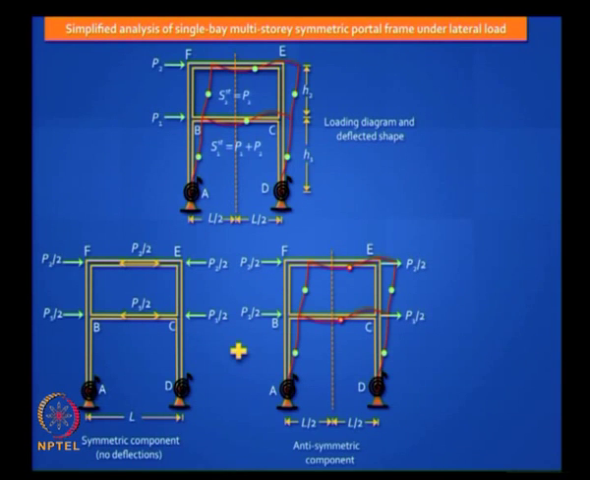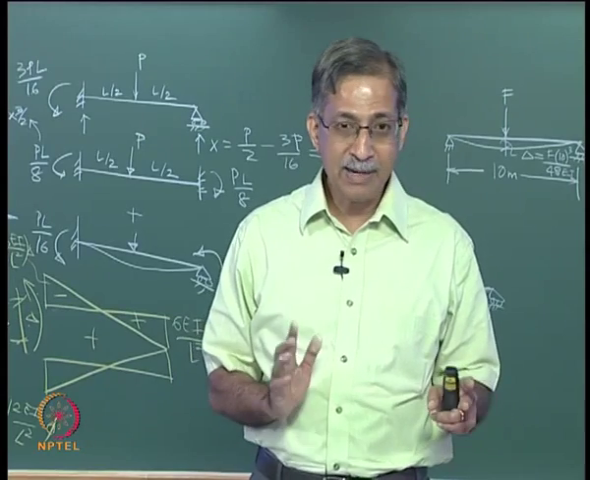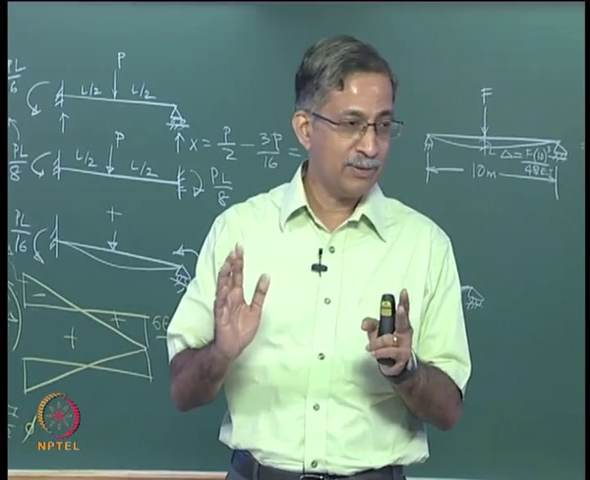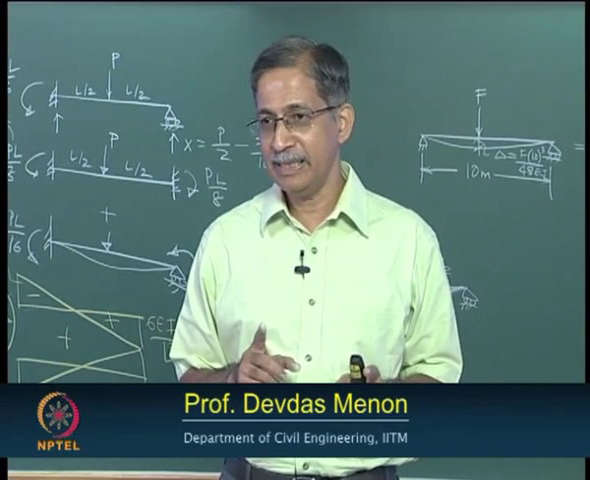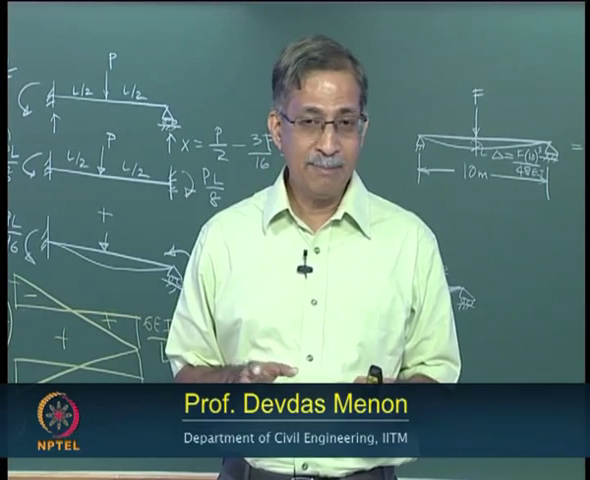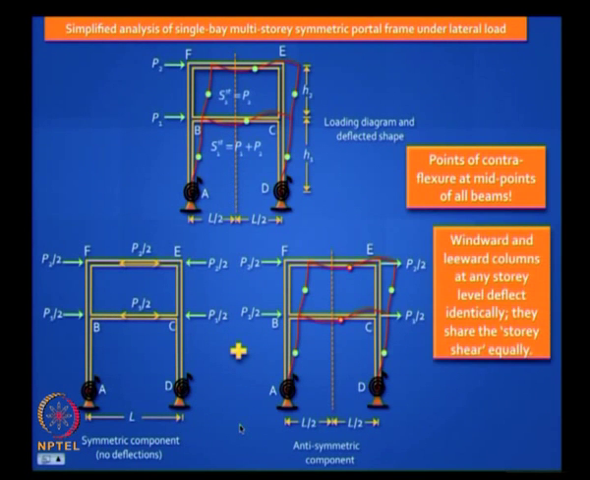They have to be in the middle of the beams because of this kind of behavior. Whether you push it to the left or right, your behavior will be the same, right? And all the columns are moving in the same way. So you will have points of contraflexure always in the middle of beams in a symmetric frame. But in the columns, they could be anywhere. So that is the other issue to note. Windward and leeward columns at any story level deflect identically. They share the story shear equally.